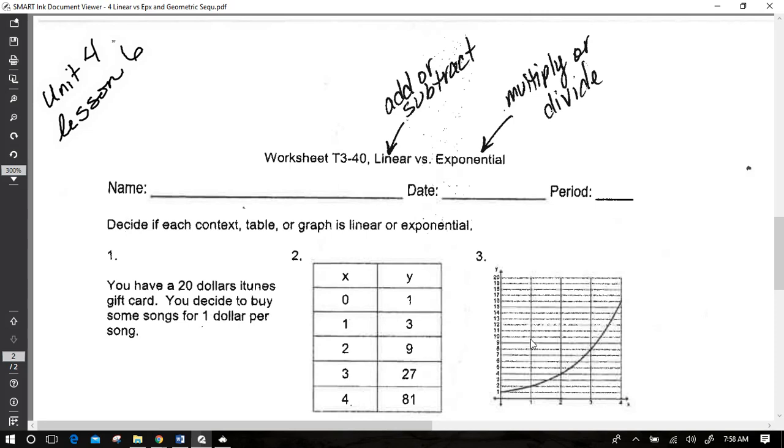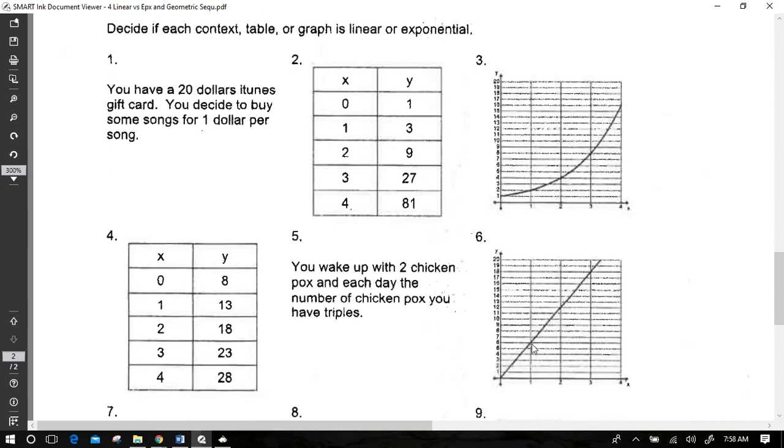So what I want to do is start out by looking at numbers 3 and 6 very quickly with you. Both of these are graphs, and so if you had to determine which one you thought was linear and which one you thought was exponential, take a minute and just think about which you would choose and why.